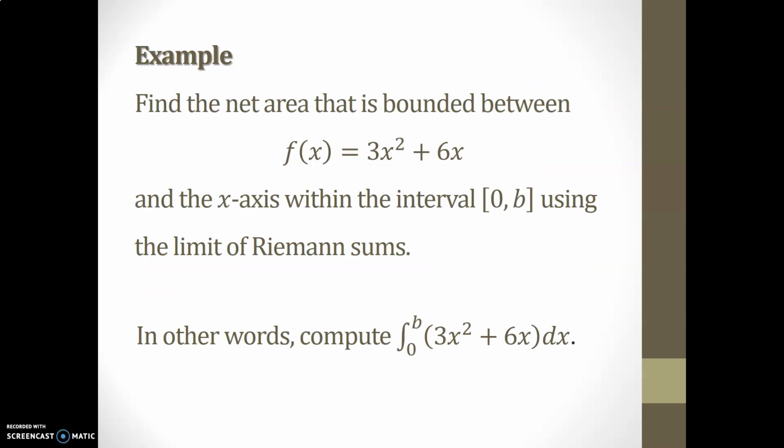For example, find the net area that is bounded between the function 3x squared plus 6x and the x-axis within the interval 0 to b using the limit of Riemann sums. You'll see in a moment why I've chosen to give the right-hand bound an arbitrary name, b in this case. One thing is clear, this is a parabola that will remain above the x-axis, and that is clearly continuous. In other words, in this example, we are going to compute the definite integral from 0 to b, 3x squared plus 6x dx.